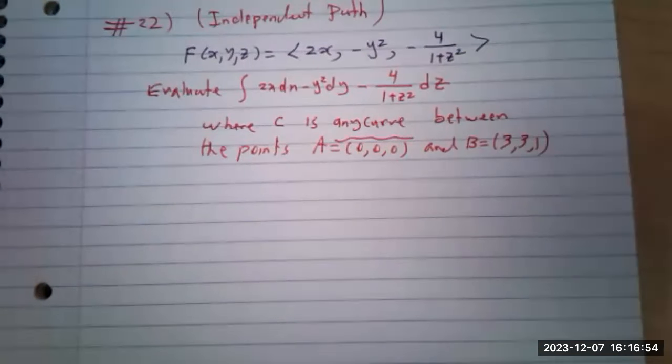Once we prove that we can use independence of paths, can we just put the values of (0, 0, 0) and (3, 3, 1) into f, the potential function, instead of having to find a curve? Or can we just do it without finding a curve? No, you just explain it. You put it, but you have to tell us which curve you took. So you do need it.